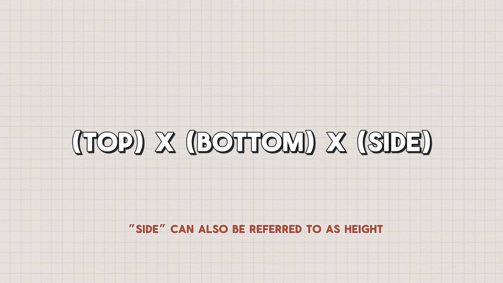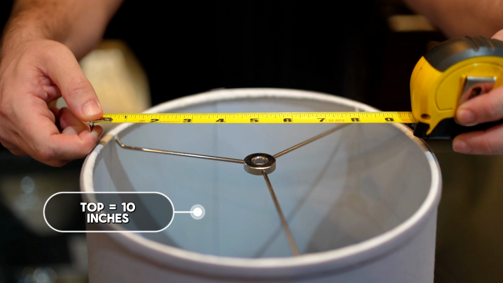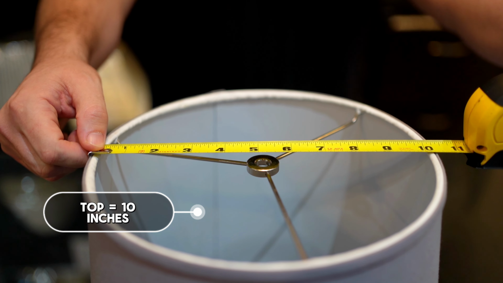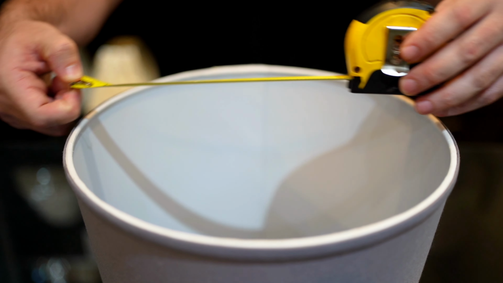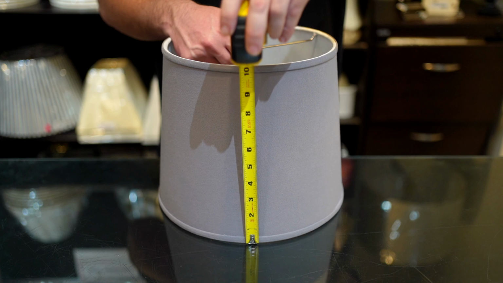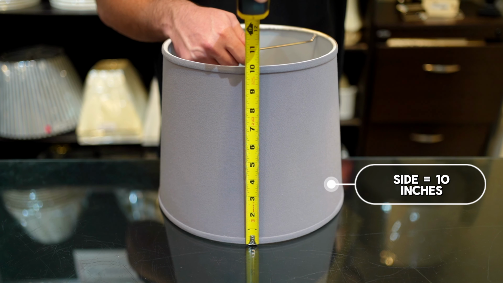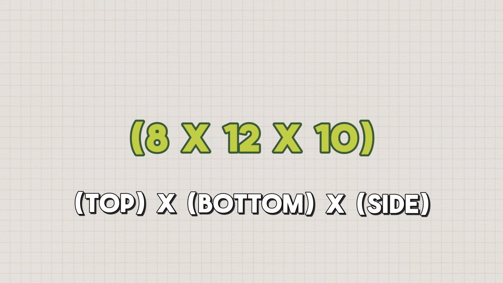The first instance includes shapes such as empires, drums, coolies, bells, and hexagons. There are three different measurements you'll need to take for these shapes. First, you start by measuring across the widest part of the top. Next, you'll do the same thing across the bottom. Lastly, measure the side or slant of the shade. Once you have all three dimensions, you have the full measurement of your shade. The way you'll see this written out looks like this.